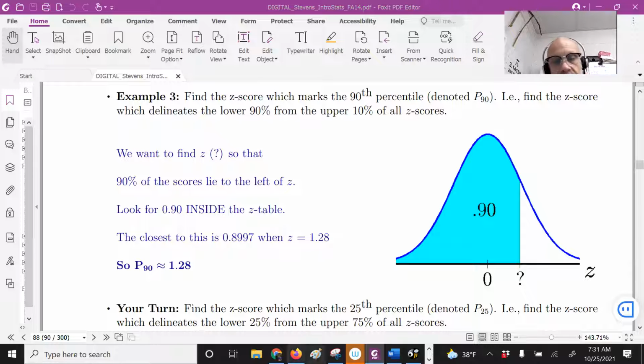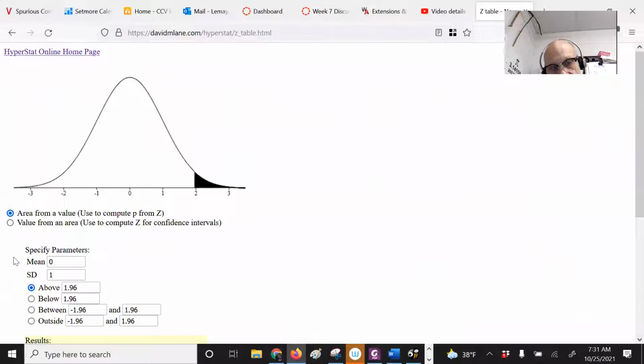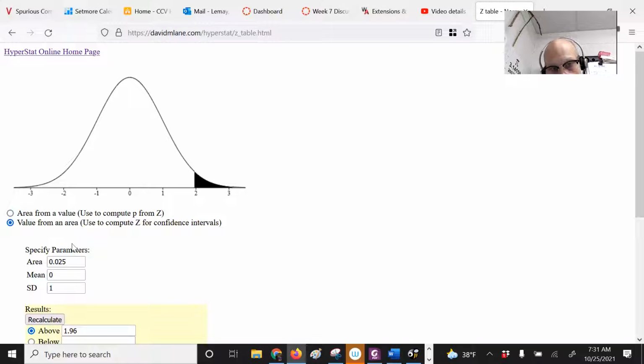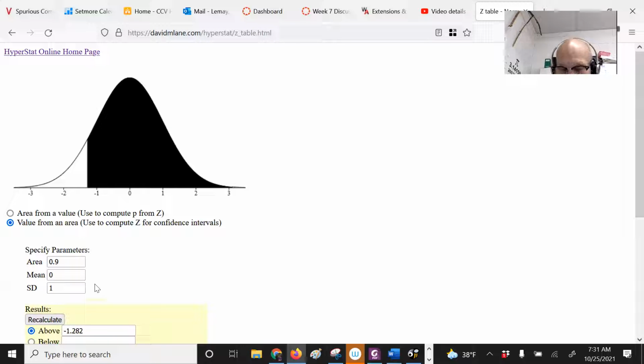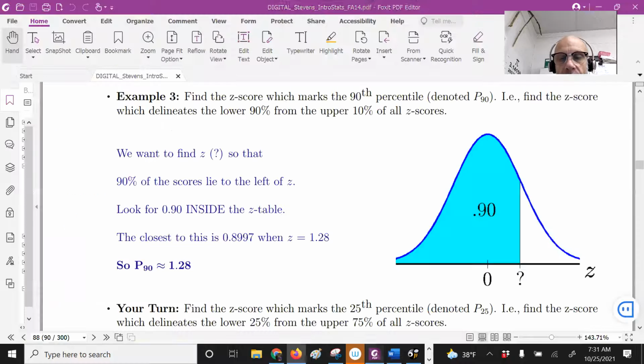So instead of having to go inside a table and look for that value, with this calculator we want a value from an area. We know the area is 90%, so 0.9, and then the mean, since we're on the standard normal curve, is 0 and the standard deviation is 1, and we want to go below, because we know 90% of it is below. So that's the z-score, 1.282, and if you compare that to Dr. Stevens, 1.28, he rounded. So that's why the calculator sometimes works a little better.